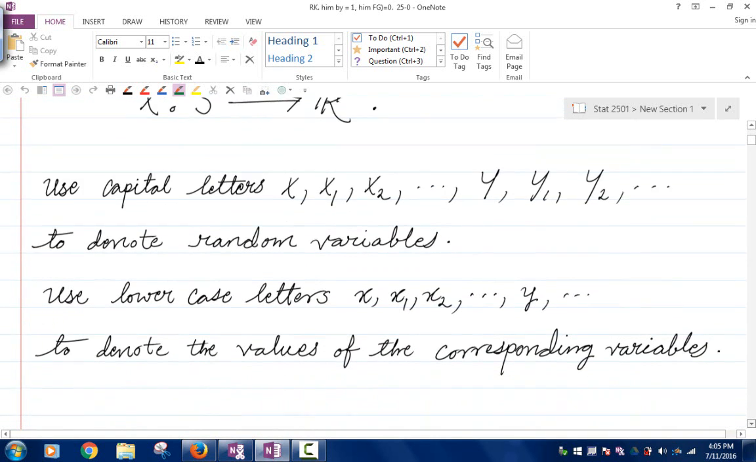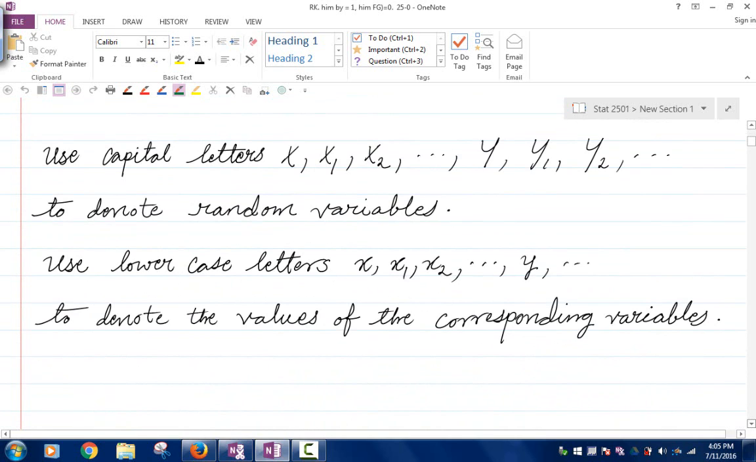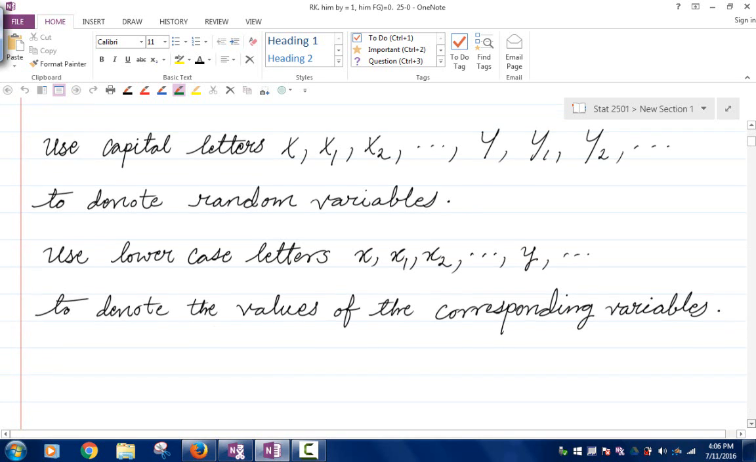If we have many variables, then we can use subscripts with capital letters. For example, capital X1, capital Y1, capital Y2, and so on, to denote random variables. We are going to use lowercase letters, lowercase x, lowercase y, or we can also use subscripts on them to denote the values of the corresponding variables.